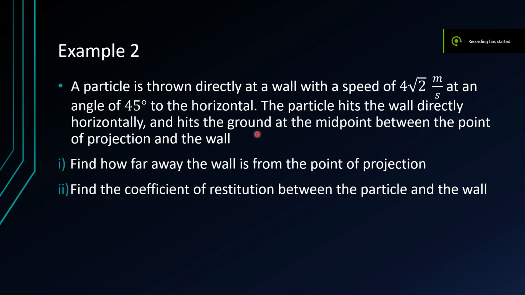So here's a slightly trickier problem with projectiles with coefficient of restitution. A particle is thrown directly at a wall with a speed of 4 root 2 meters per second at an angle of 45 degrees to the horizontal. The particle hits the wall directly horizontally and hits the ground at the midpoint between the point of projection and the wall. Now that is quite a wordy question.